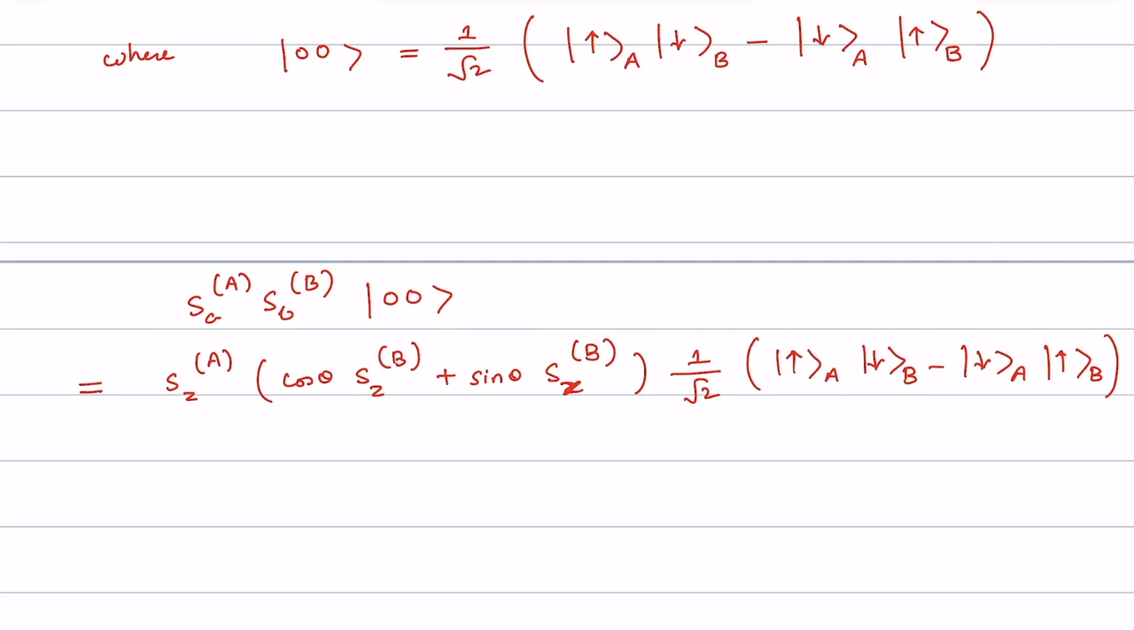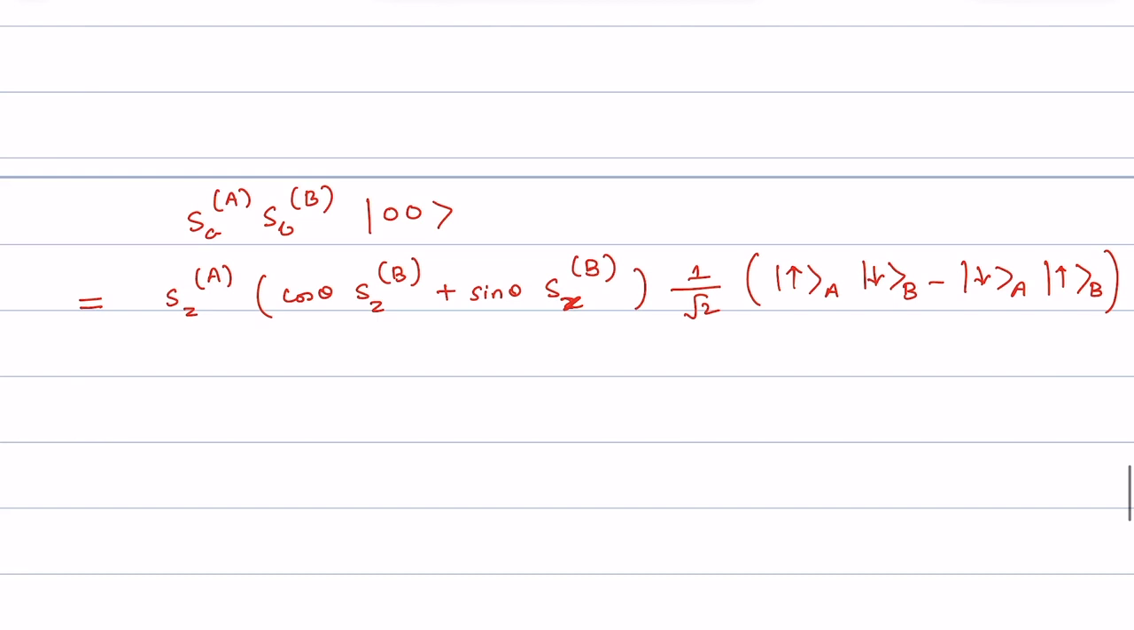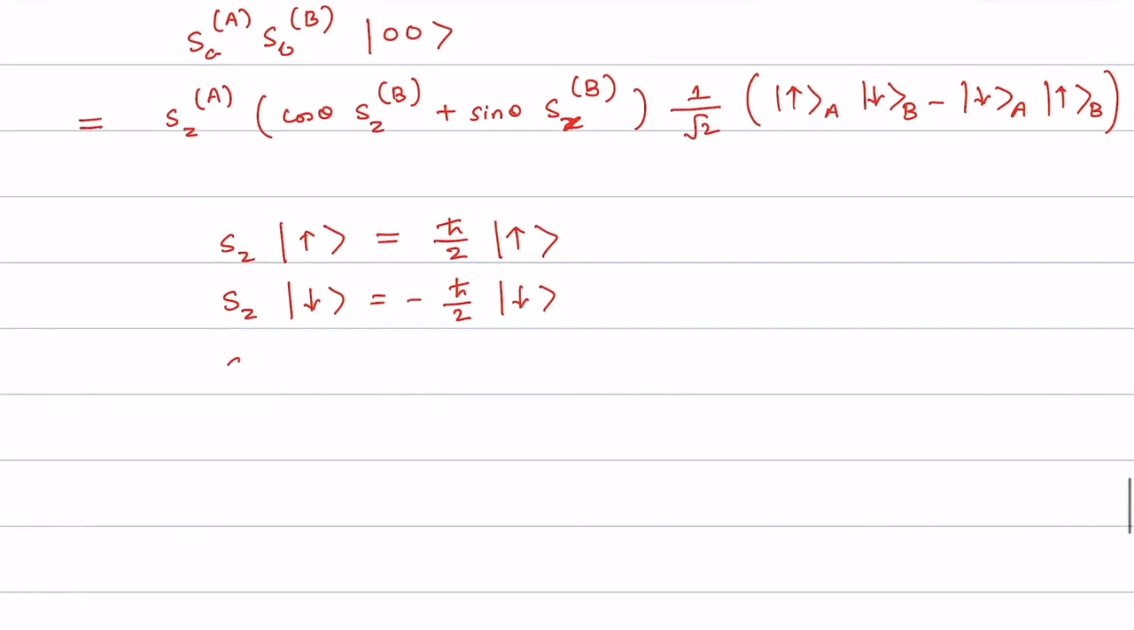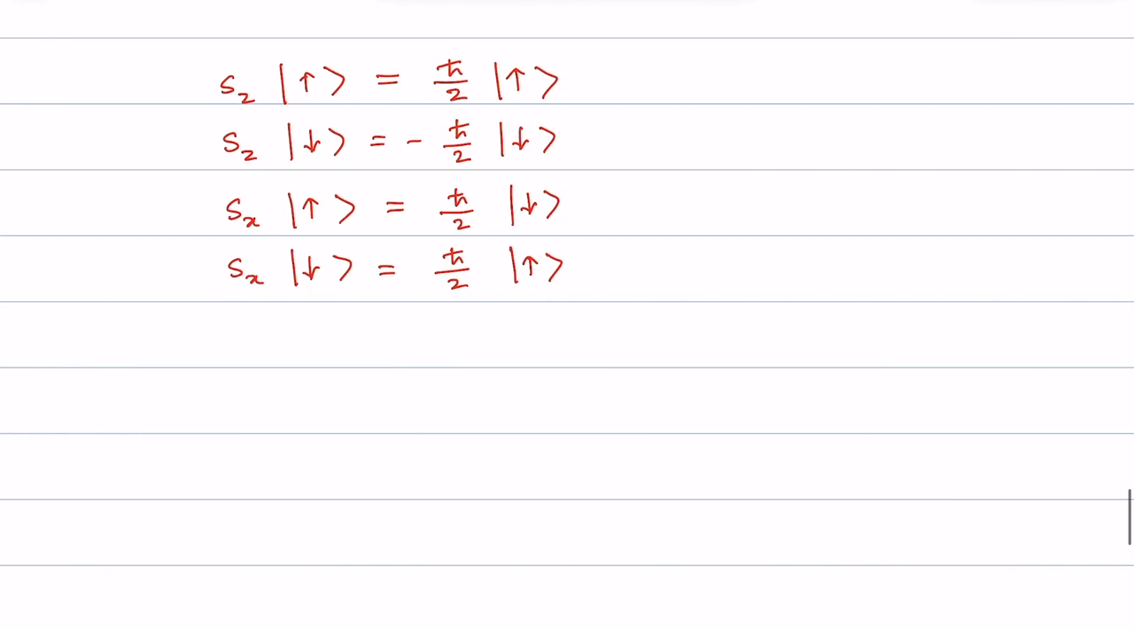Now, before I proceed further, we need to note that in the basis of the SZ operator, I have these results. You can just consult any quantum mechanics book. If the SZ operator operates on the up spin, you will get h cross by 2 up, an eigenvalue equation. If it operates on the down spin, you get minus h cross by 2 down. And if SX operates on the up spin, it flips the spin and makes it down, and if SX operates on the down spin, it flips it and makes it up. So this is what you have to utilize.